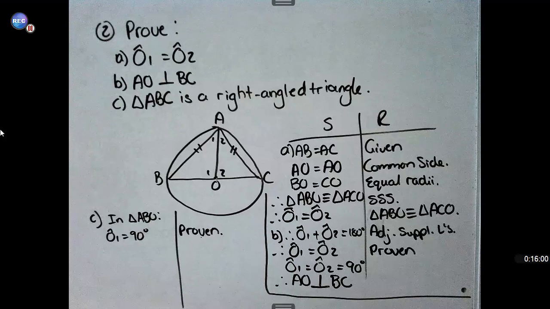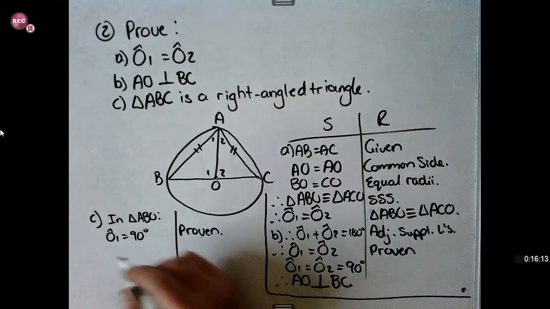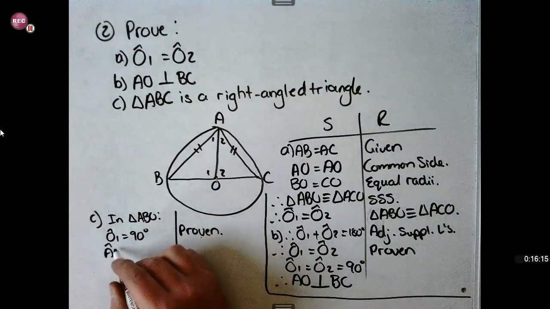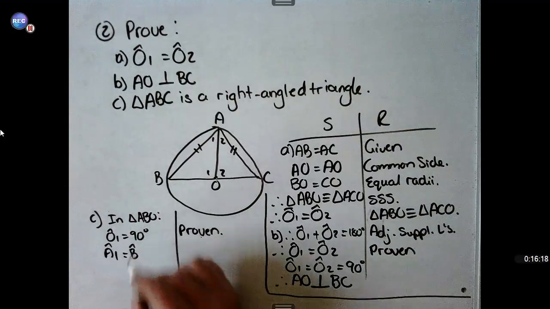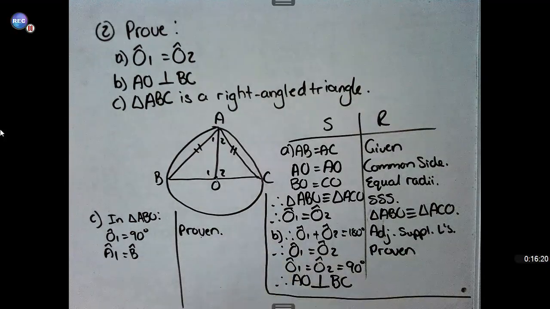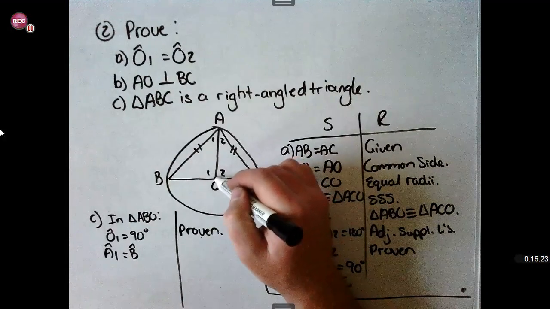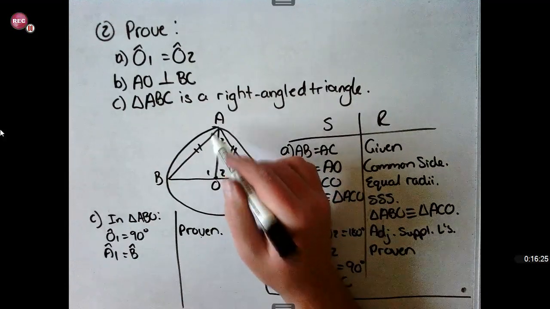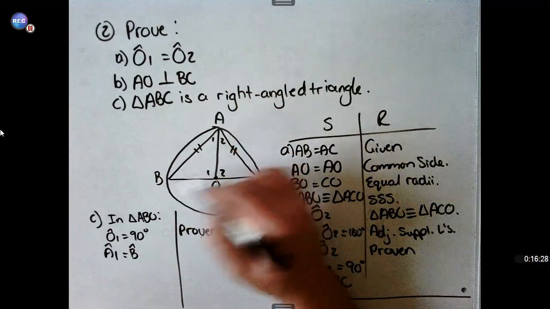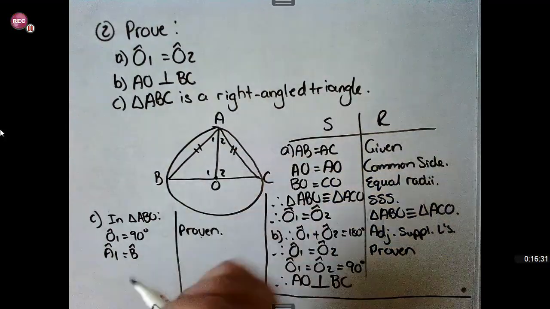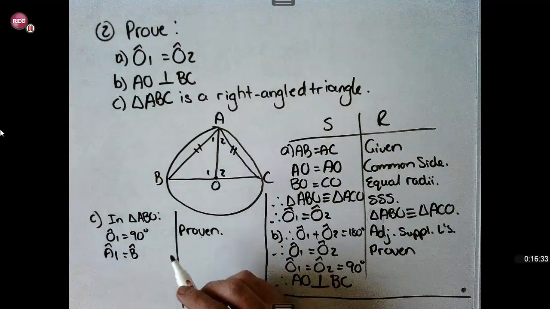Then you can make the statement that angle A1 is equal to angle B. And the reason why you can say that is because from the center of the circle to the circumference, both these lengths are equal. So whatever happens here, they should be equal. They are angles of equal radii.